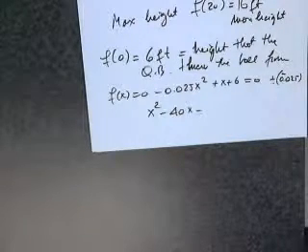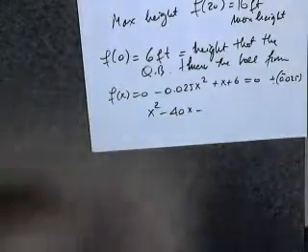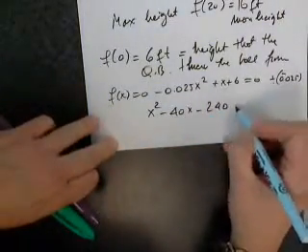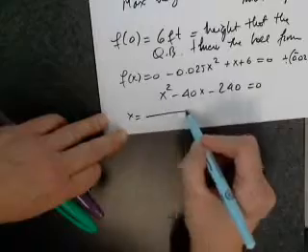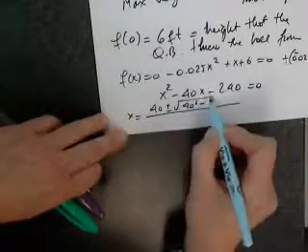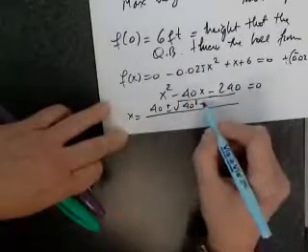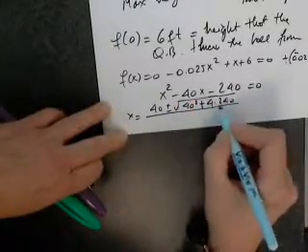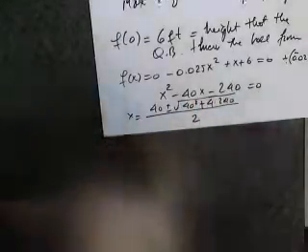So 6 divided by 0.025. How much? 240. Thank you so much. Okay, so now I can use the quadratic formula. Minus 4ac plus 4 times 240 divided by 2a.